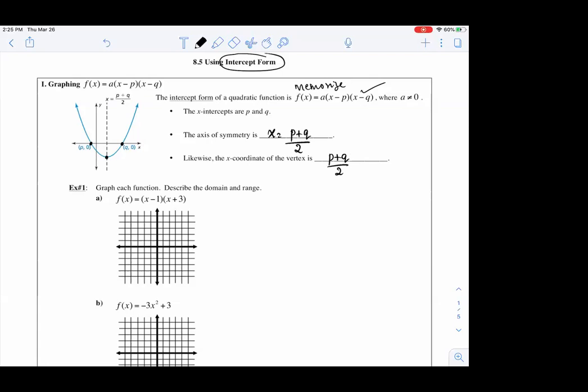I'm going to give you guys 2 minutes to memorize this. All 3 things. The vertex form, understand it, and then memorize.